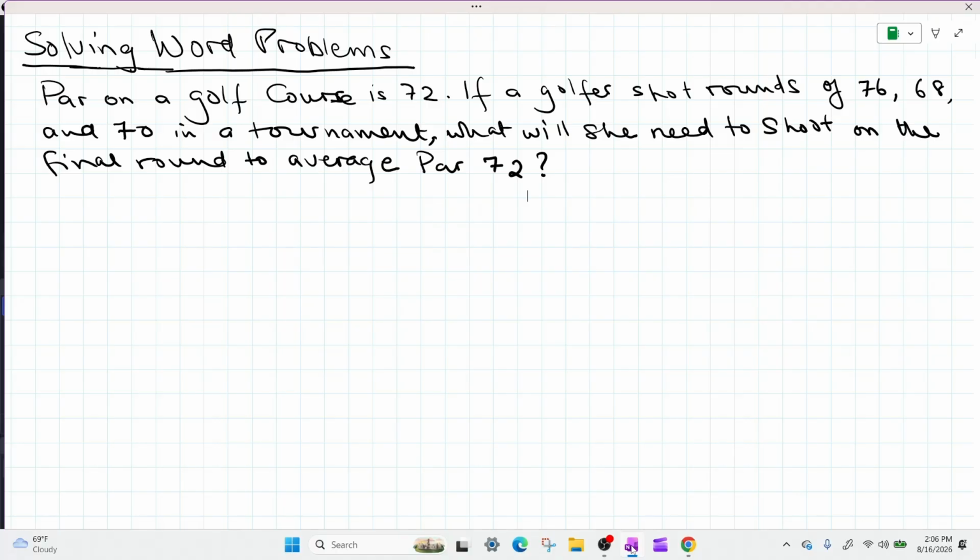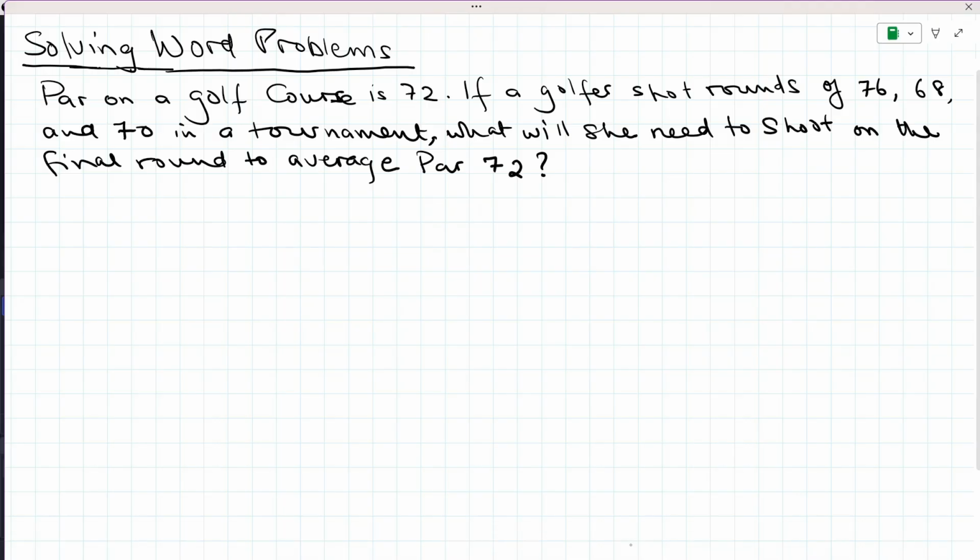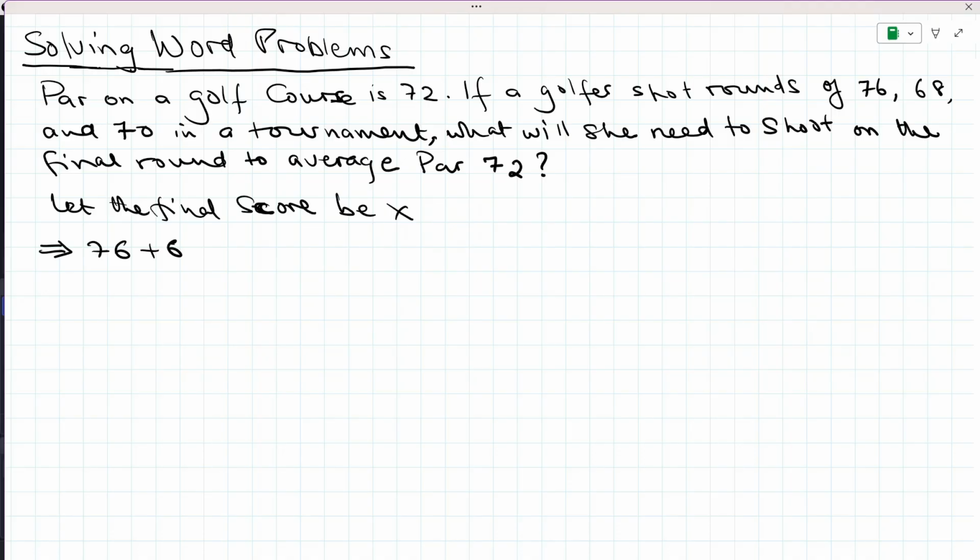Now, in this case, we will say let the final score be X. It follows that the total of the four scores will now be 76 plus 68 plus 70, then plus X, our final score.